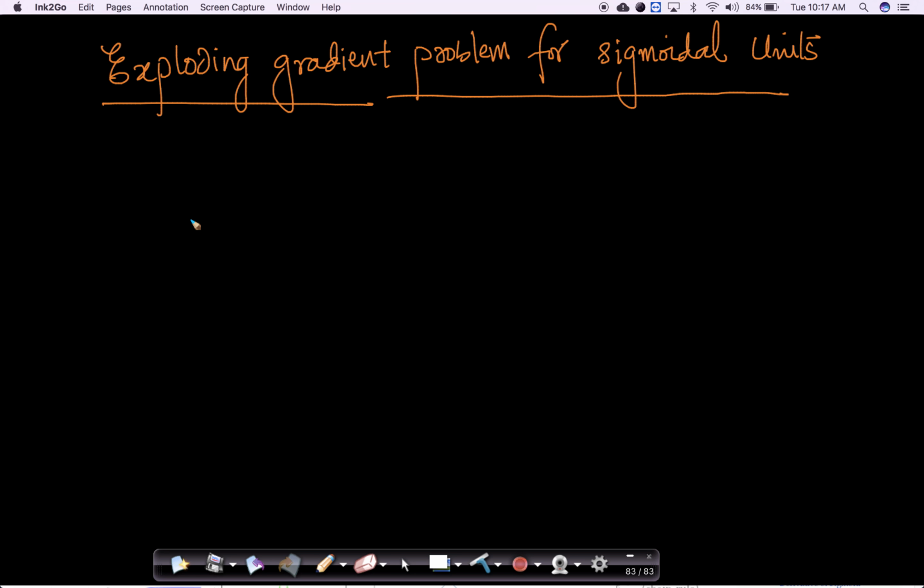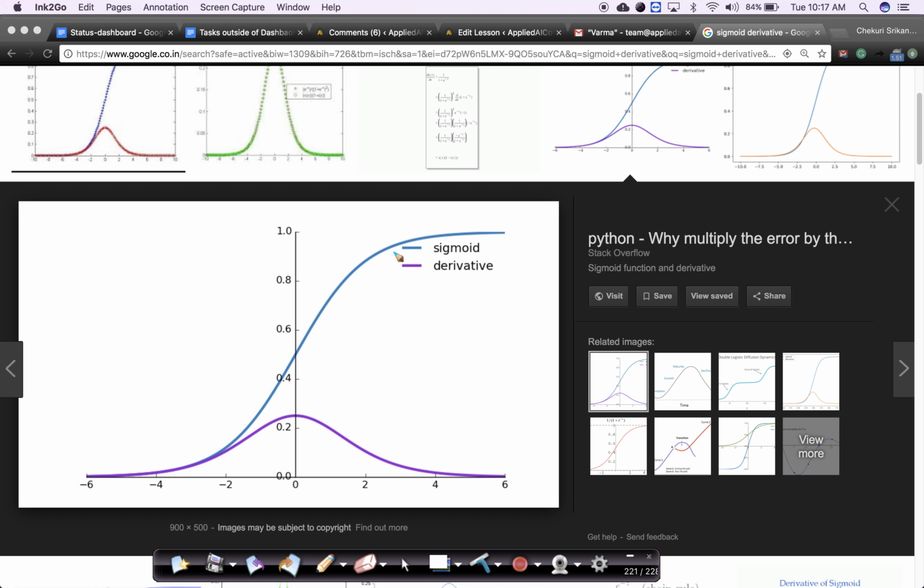So this is a very interesting question on how we can have exploding gradient problem when we have sigmoidal units, right? If you look at our sigmoidal unit, the blue line here is the sigmoid plot. If this is your z, this blue line is sigmoid of z, and this purple line here is the derivative of sigmoid of z with respect to z.